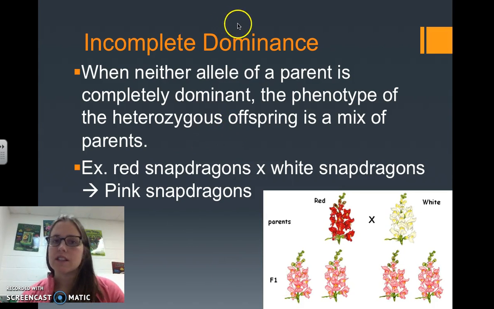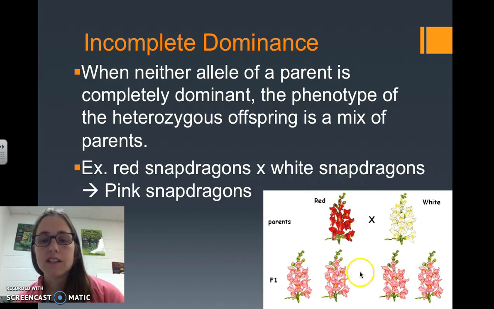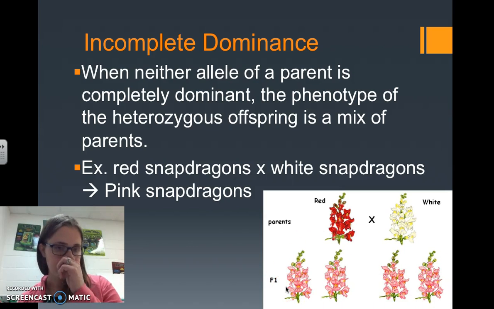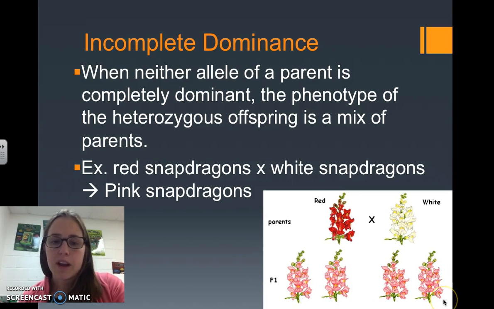And not all traits exhibit this. Different traits exhibit different patterns of inheritance. So these snapdragons, that's what these flowers are called, when the red snapdragon mates with a white snapdragon, then we get an offspring of all pink snapdragons. And if we were to cross our pink snapdragons, we would get a couple pink ones, a red one, and a white one. And we could do a Punnett square and see why as well.